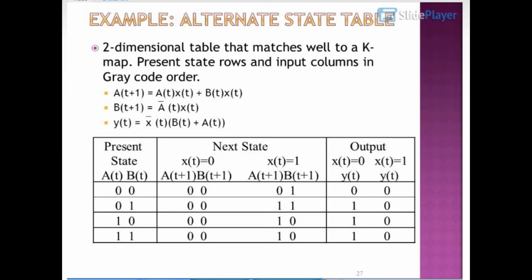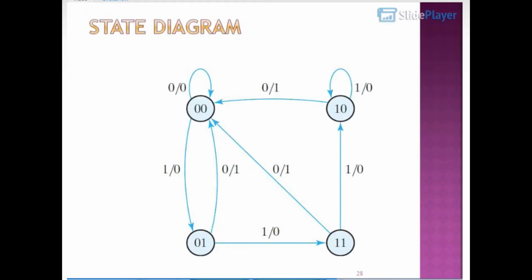Present state, next state for X(t) equals 0 and X(t) equals 1, output for X(t) equals 0 and X(t) equals 1. A(t) B(t), A(t+1) B(t+1), Y(t). State diagram.